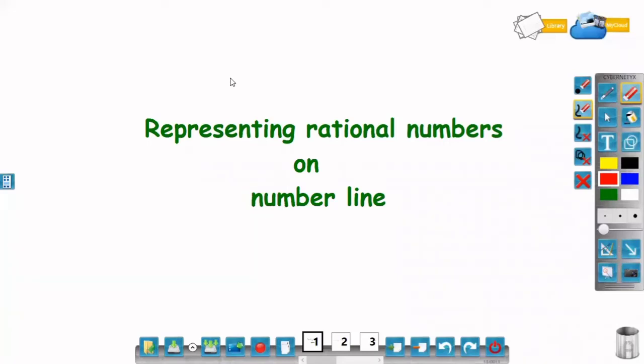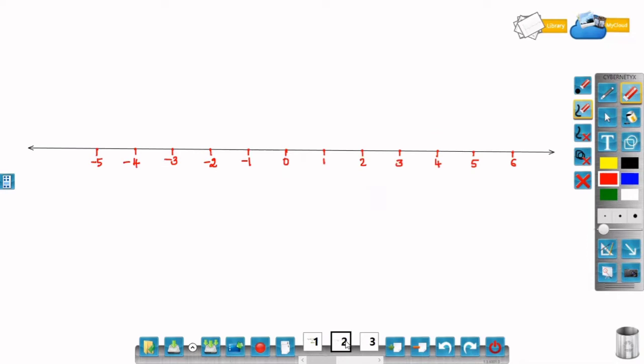Dear students, you know what are rational numbers and you know examples for rational numbers. Now, in this video, you are going to learn about representing rational numbers on number line. Look at the number line. On the number line, numbers are equally placed.